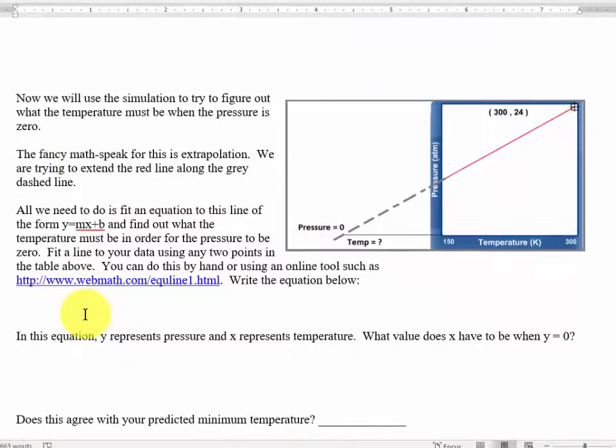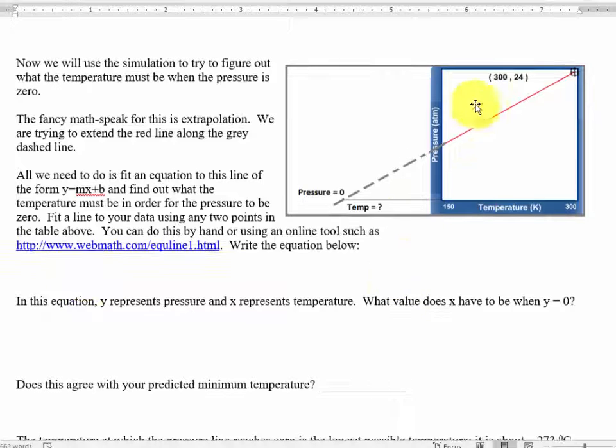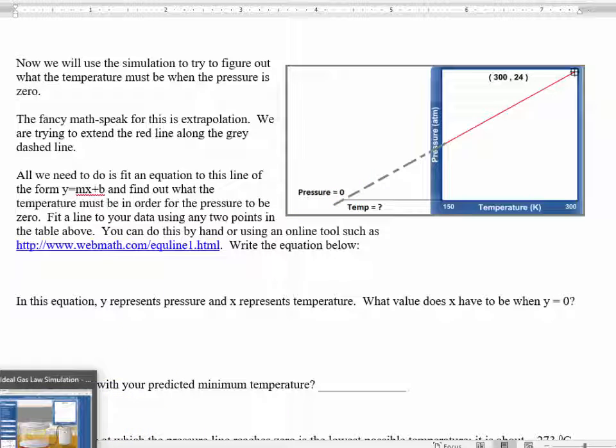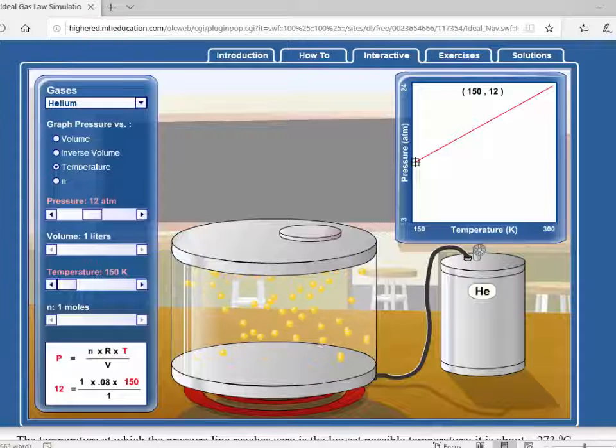So now what we're going to do is we're going to extrapolate downwards. We kind of got a curve that looked like that. And we say, when is the pressure going to be equal to 0? I don't know if you noticed, but the particles were slowing down as I cooled them off.